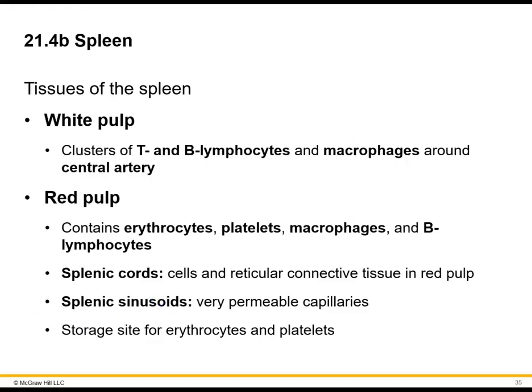Okay, the spleen is going to be made up of this stuff called white pulp and red pulp. White pulp is just clusters of T cells, B cells, and macrophages around a central artery. Red pulp is going to contain a bunch of different things: red blood cells, platelets, macrophages, and B cells. Red pulp also has splenic cords. These are cells in reticular connective tissue surrounded by splenic sinusoids, which are very permeable capillaries. Red pulp is going to be the storage site for erythrocytes, or red blood cells, and platelets.